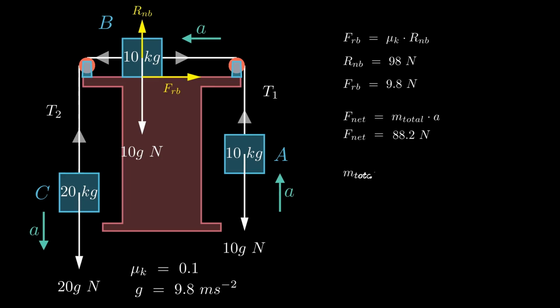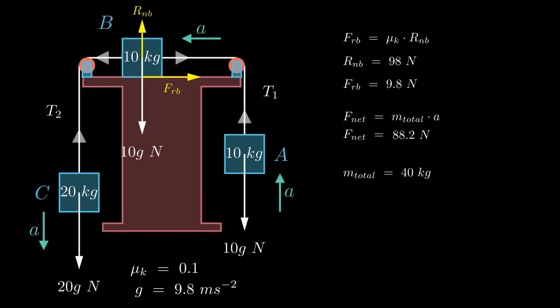When calculating the total mass, we account for the mass of all the objects experiencing the acceleration. As mass is a scalar quantity, we simply sum up all the masses. In this example, the total mass moving with the same acceleration is given as 40 kg.